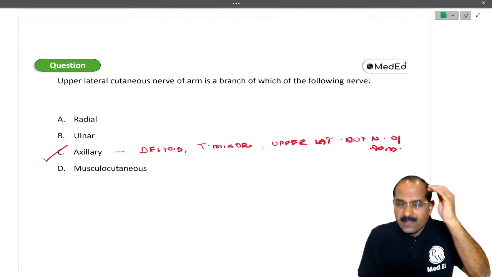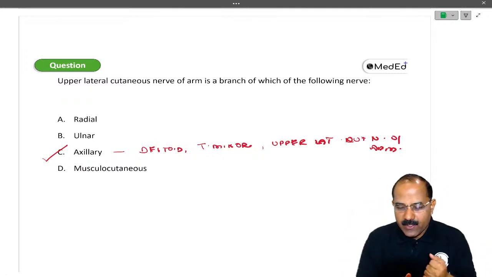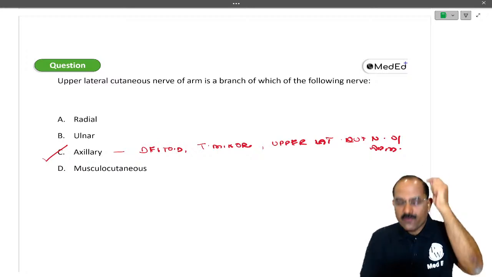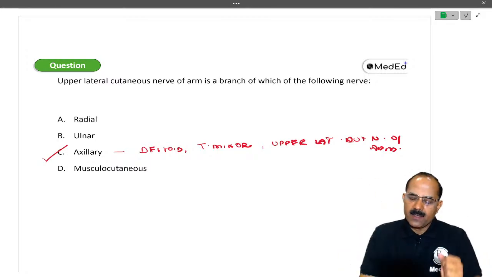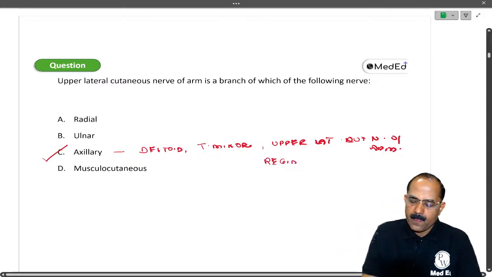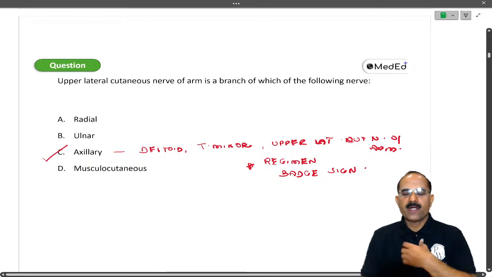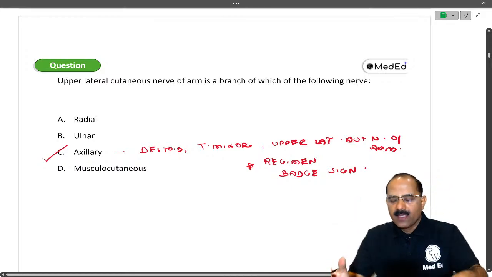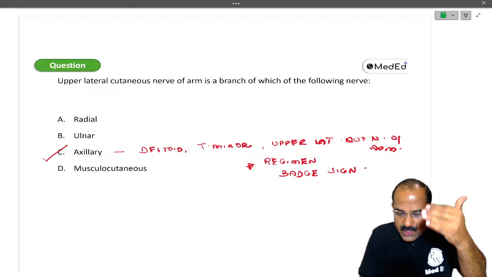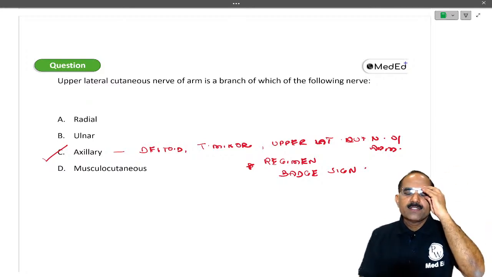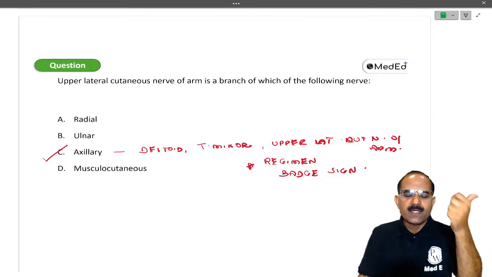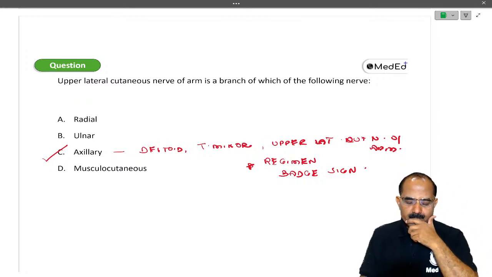If there is an injury to the axillary nerve, there is a loss of sensation of the skin on the upper lateral aspect of the arm, and we call this the regimental badge sign. This is a very important MCQ, children. Regimental badge sign is seen in lesions of which nerve? Your answer is the axillary nerve. Very good, Dr. Shri. Is everyone clear?